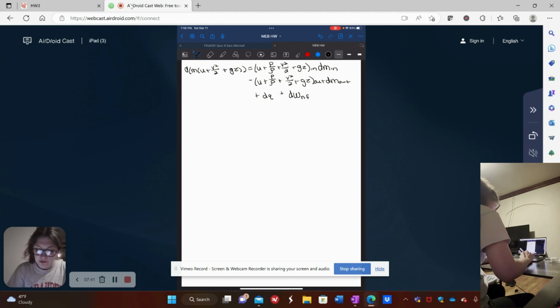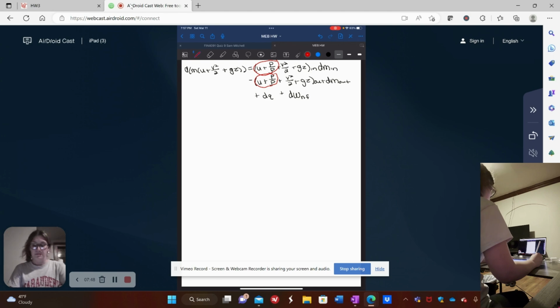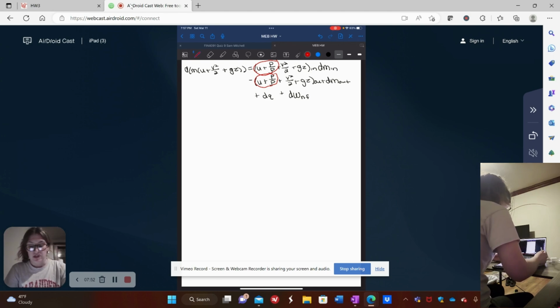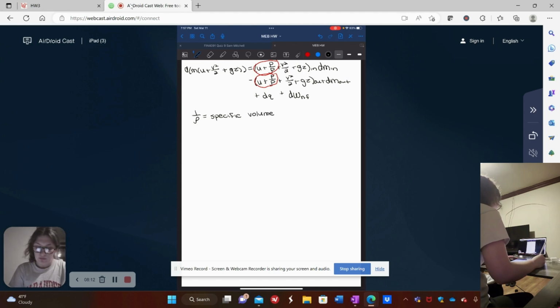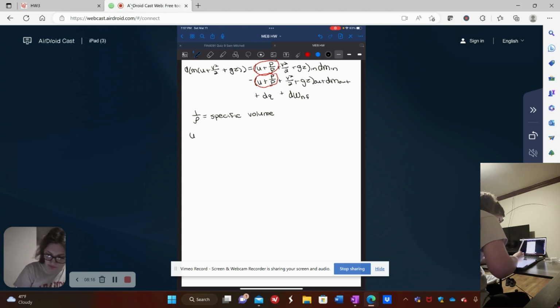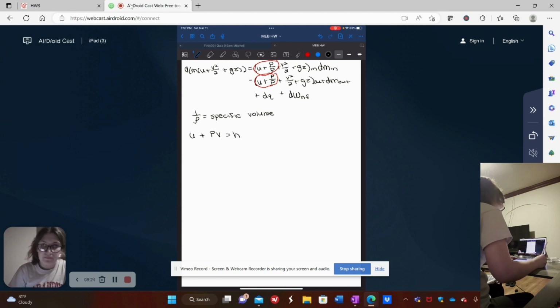dw, and that's the non-flow work. All right, so next we notice that we have these two terms in both our energy coming in and energy coming out portions of the equation. And what we can do with these is recognize that 1 over density is equal to specific volume. And so if we substitute volume in where we see 1 over density, we get internal energy plus P times V. And we know that this is the equation for enthalpy, which is denoted with an H. So we can go ahead and substitute this in, and then we will have our equation for energy balance in a flow system.